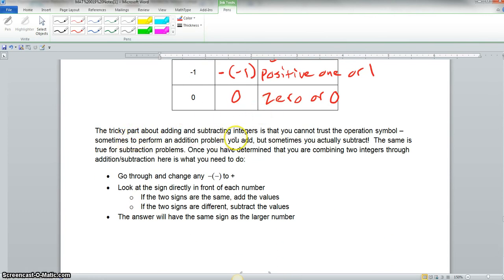The tricky part about adding and subtracting integers is that you cannot trust the operation symbol, negative. Sometimes to perform an addition problem, you add, but sometimes you actually subtract. The same is true for subtraction problems. Once you have determined that you are combining two integers through addition or subtraction, here is what you need to do. Go through and change any minus, parenthesis, negative to a positive or addition sign. Look at the sign directly in front of each number. If the two signs are the same, add the values. If the two signs are different, subtract the values. The answer will have the same sign as the larger number.